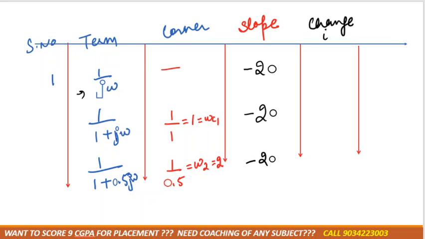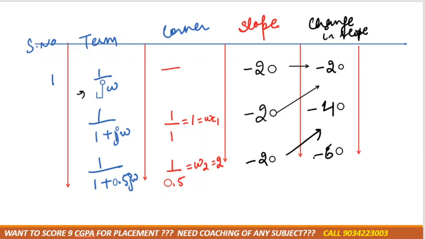Next we need to calculate change in slope. So change in slope is how much? Would be same, minus 20, then minus 20 minus 20 is minus 40, right? Minus 40 minus 20 is how much? Minus 60, right? So basically what we get, the change in slope from omega c1 to c2, we got it as minus 40, right?